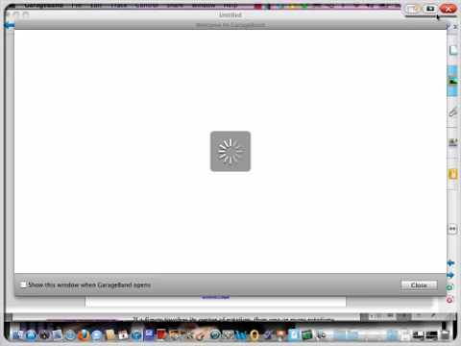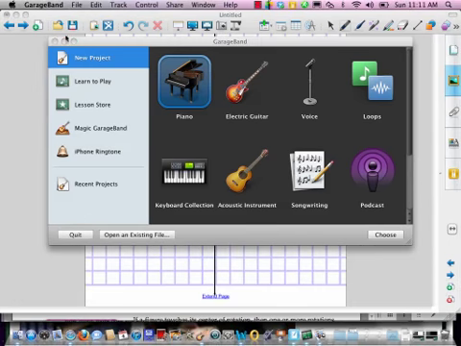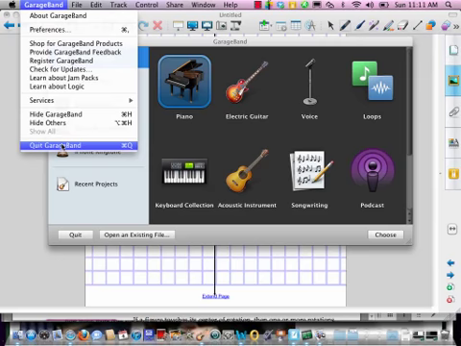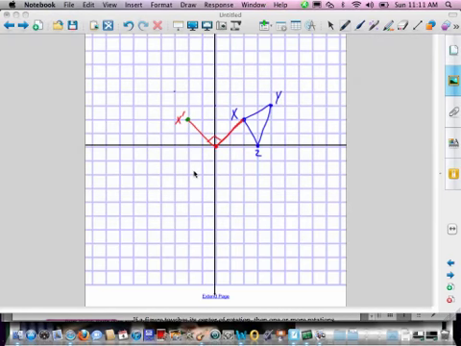Cancel that. I don't know if I hit GarageBand or what I did there. Okay. All right, so let's make all that green. Like I said, let's turn x prime green.